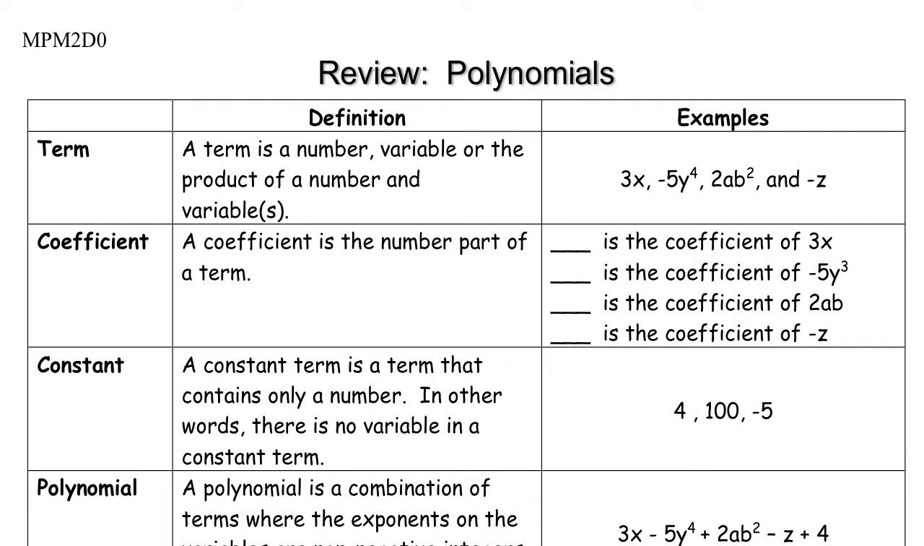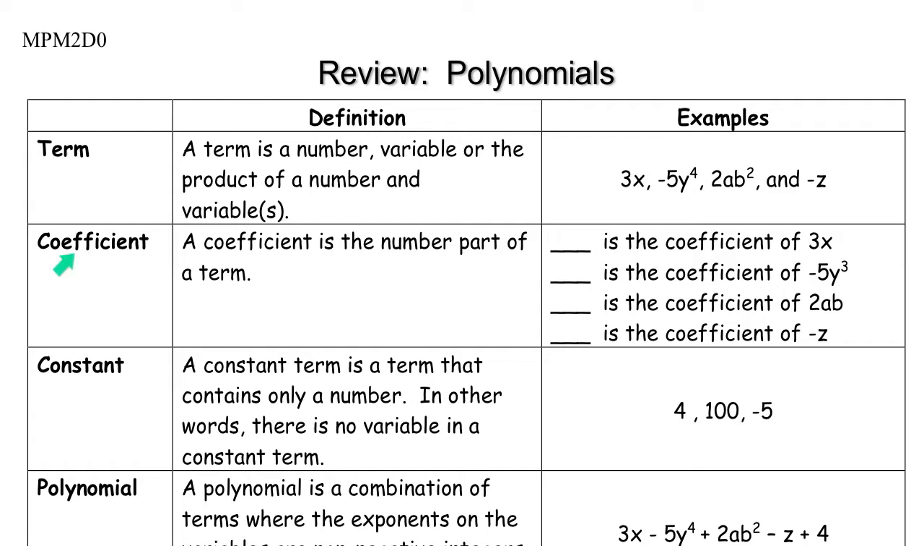So a term is a number, variable, or the product of a number and variables. So all of these over here, that's a term. So 3x is a term, -5y to the exponent 4 is also a term. So that's all together. We also have pieces of a term.